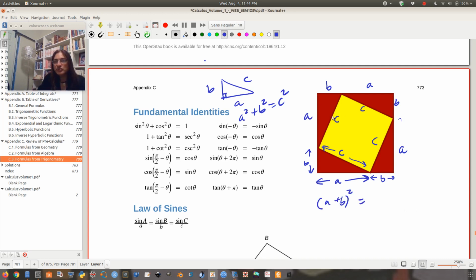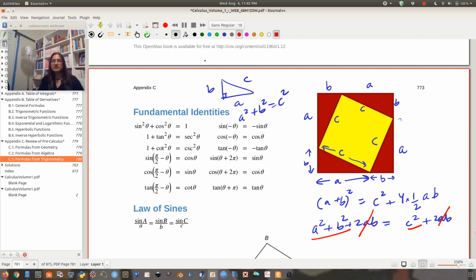So what you can easily see is the area of the big square is (A plus B) squared, and that is equal to the area of the inside square plus 4 times the area of these triangles, which we know is half of A times B, so that is 2AB. So we get (A plus B) squared equals C squared plus 2AB. If we expand it, we get A squared plus B squared plus 2AB equals C squared plus 2AB. We can cancel this, and we get A squared plus B squared equals C squared.